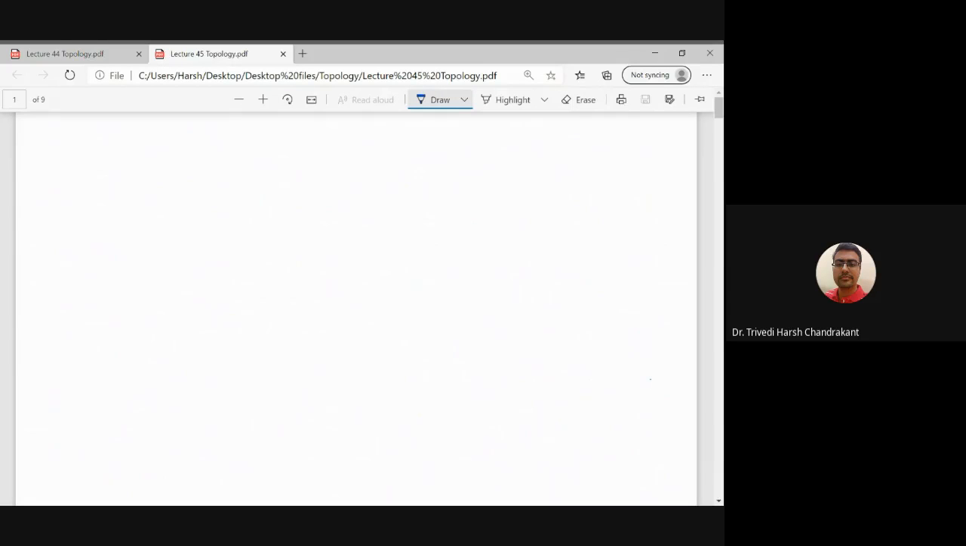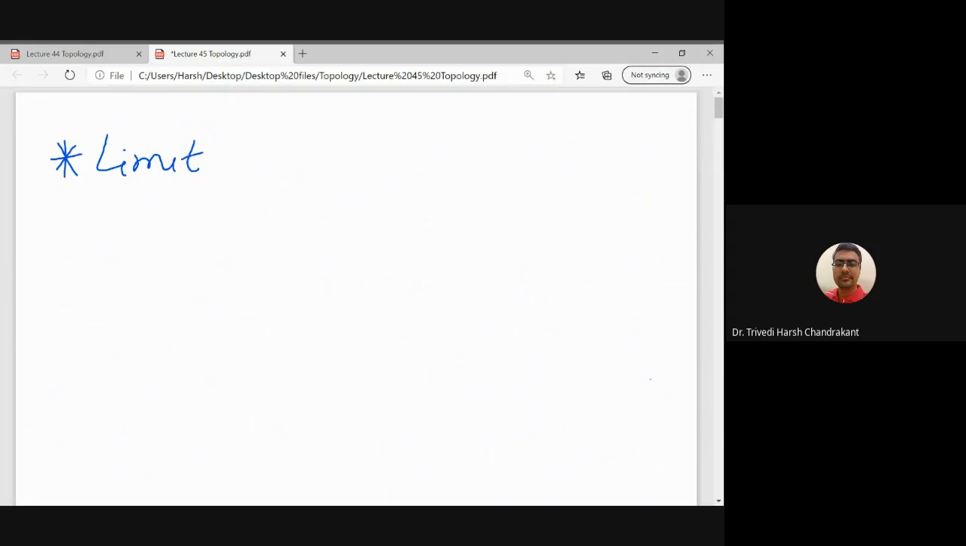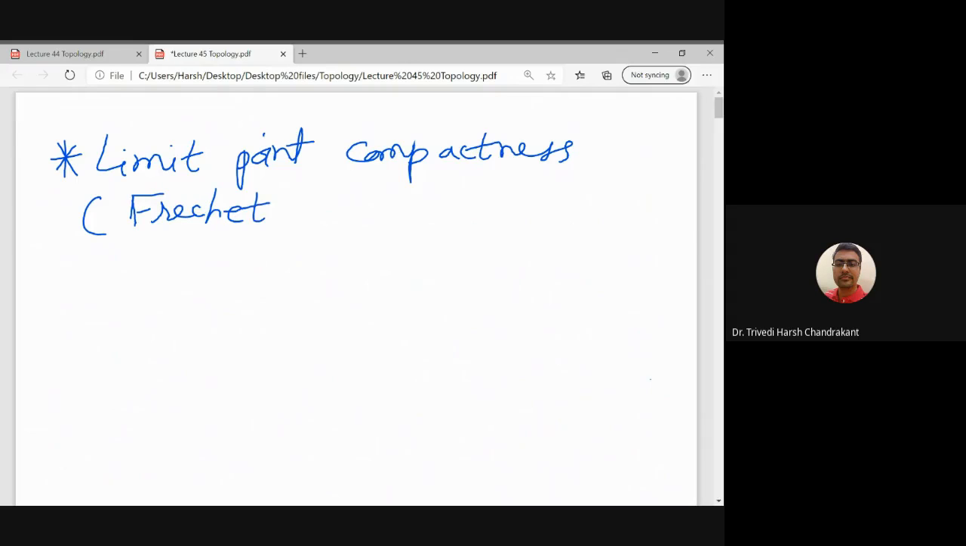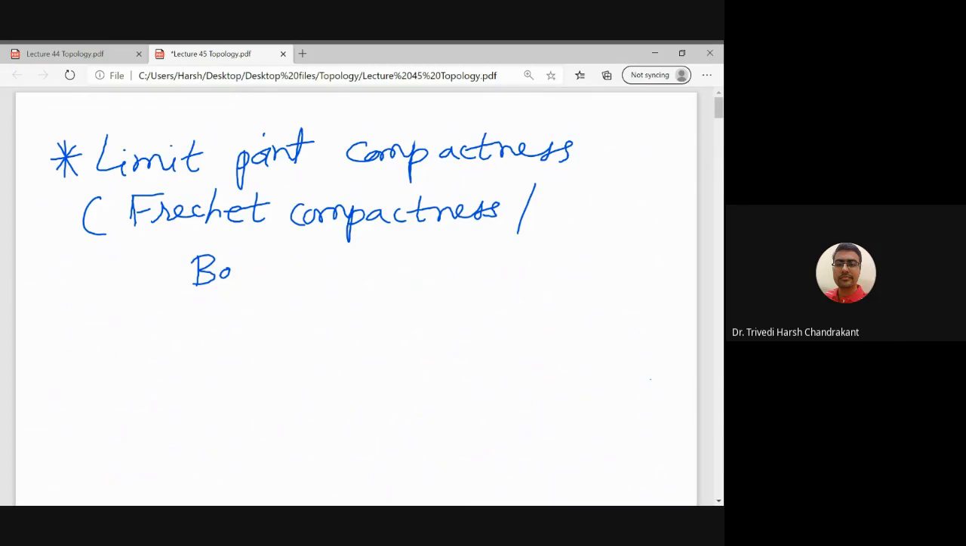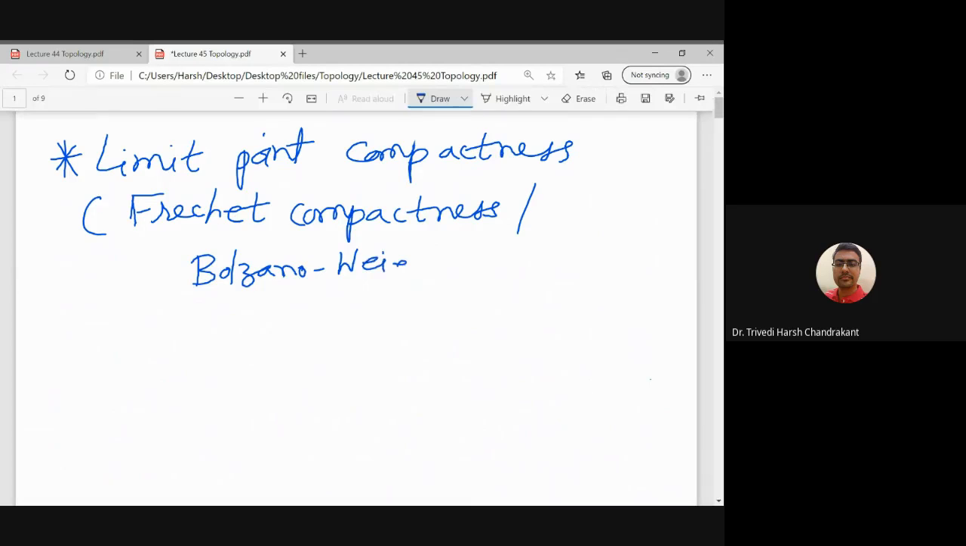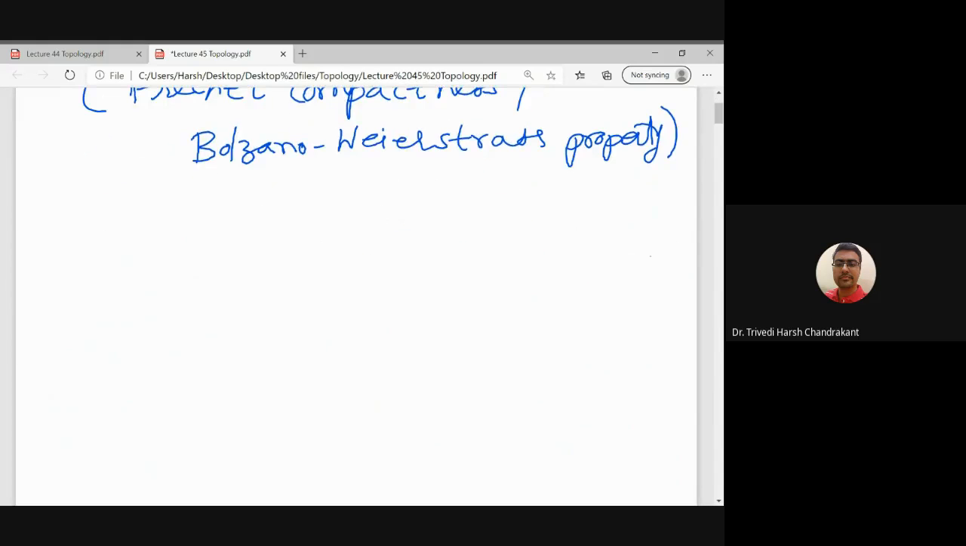So first of all, we are basically studying limit point compactness. This property is also known in the literature as Fréchet compactness, or in real analysis it is known as the Bolzano-Weierstrass property. So we want to study this particular property and its relation with the earlier notion of compact set, that is, every open cover has a finite subcover.